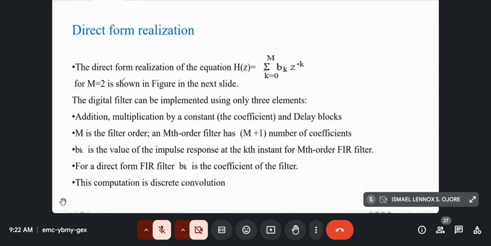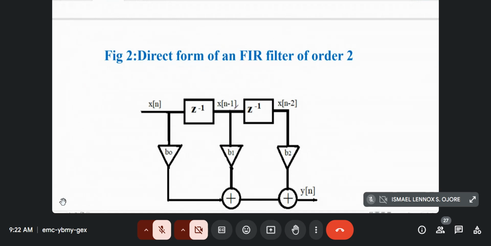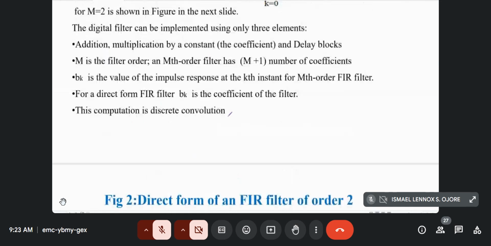I think I've already talked about this direct form generalization. I don't know why I put it here. The equation of H(z) for m equal to 2 is shown in the figure, where you have only 2 delay elements. So the order of the filter is 2 and the coefficients are 3. If the order is m, the number of coefficients is m plus 1. Yeah, so the filter has m plus 1 coefficients.